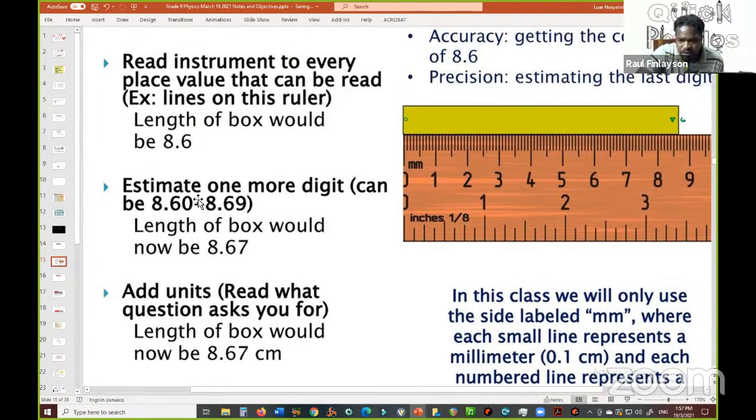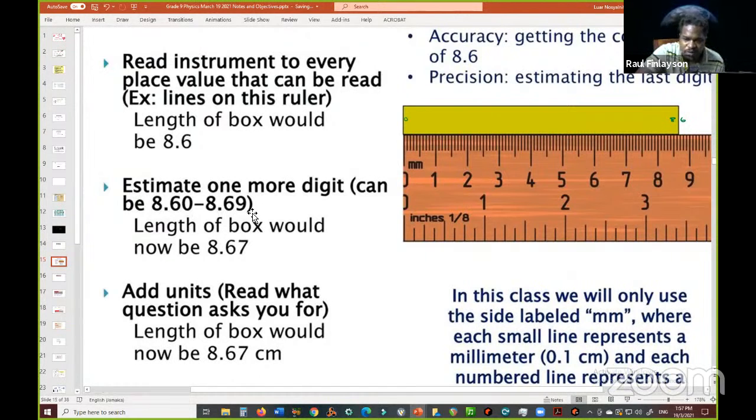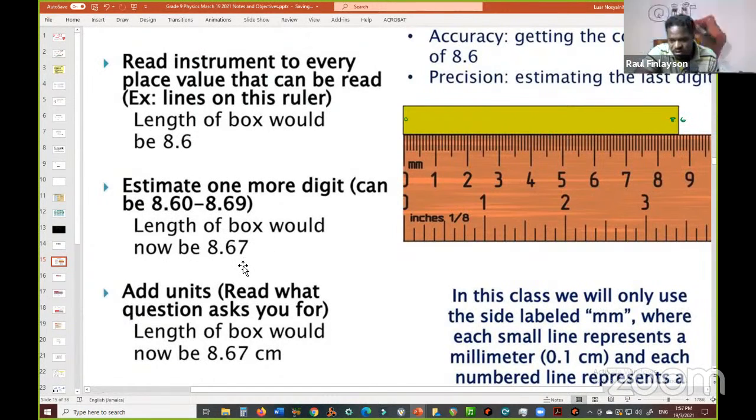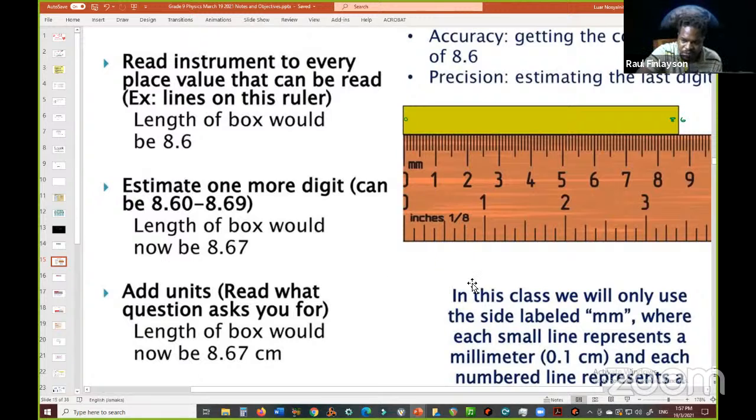All right, estimate. So estimate one or more digit. Now, interestingly, this is 8.6, but is it exactly 8.6? If it's between 8.6 and 8.7, then that's crucial. That's something that we need. Maybe a ruler wouldn't be able to tell us that, and now we'll start looking at other instruments used to measure length to different degrees of accuracy.